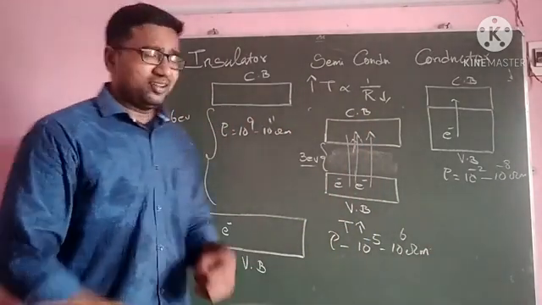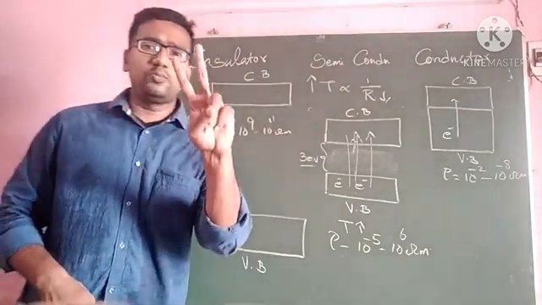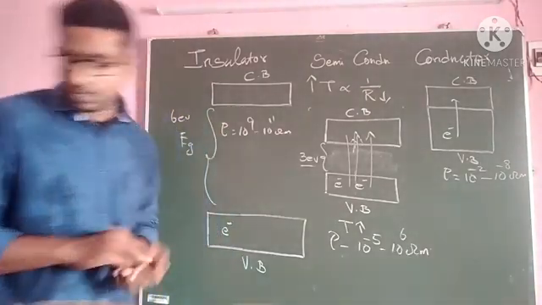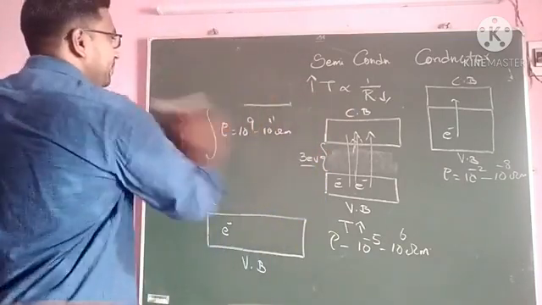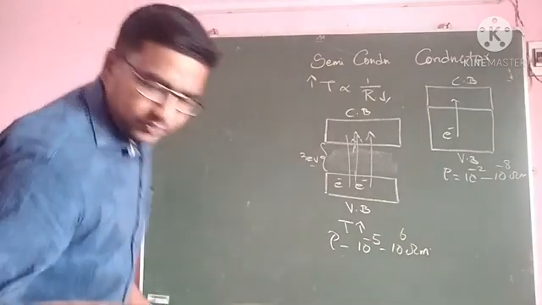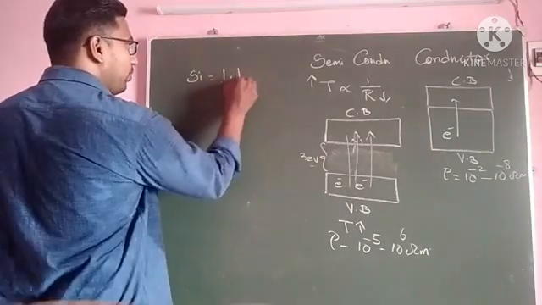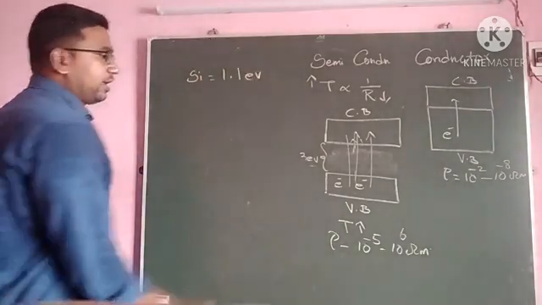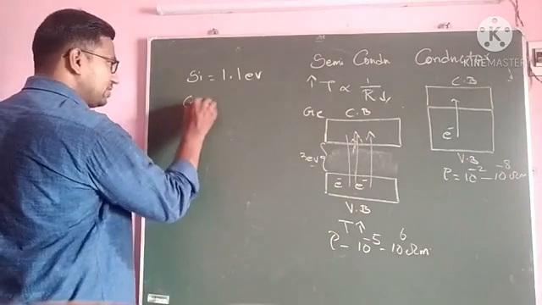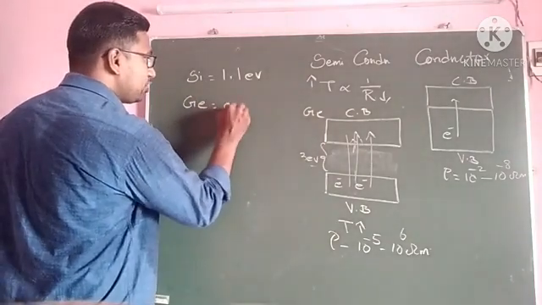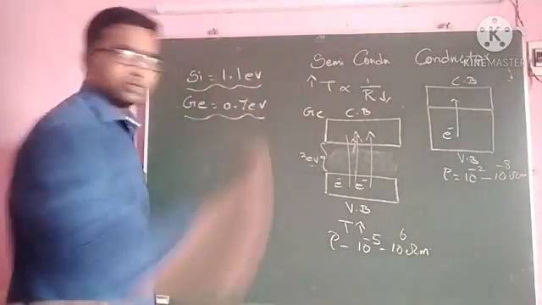Okay. So, what are all the materials used in semiconductors? I already told you 2 materials are commonly used. That one is a familiar material. That one is silicon and germanium. For silicon, the forbidden gap energy value is 1.1 electron volt. And if this semiconductor is germanium, the forbidden gap energy is 0.7 electron volt. Very important parameter.